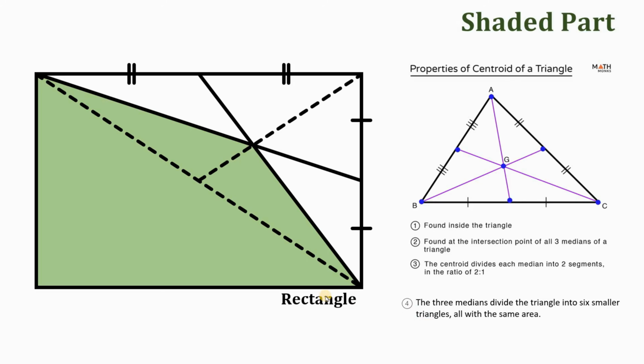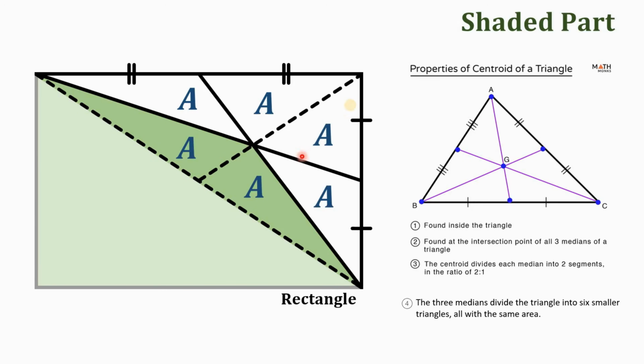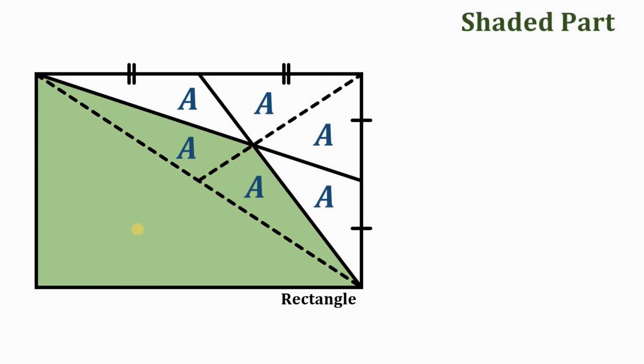So now let's focus on this triangle. This triangle is divided into 6 smaller triangles having the same area. So let's call the area A. So we have here 6 A's. In short, the area of the whole triangle is 6A, and that is exactly half of this rectangle. So the other half is also 6A.